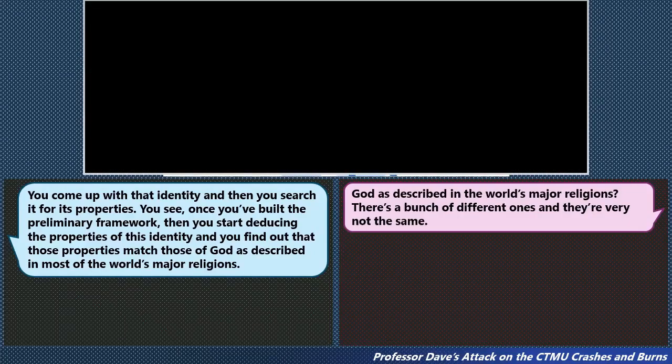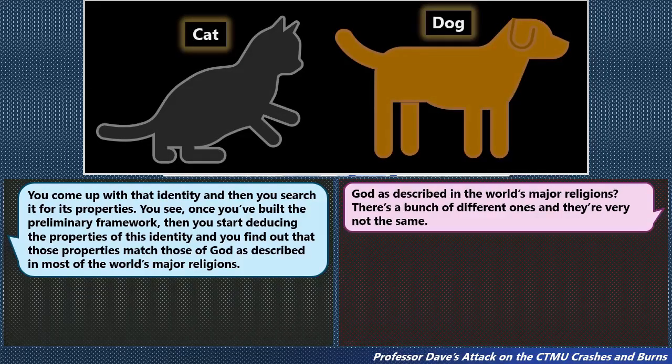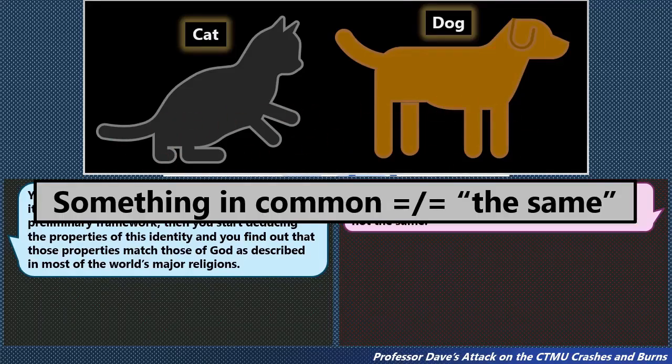To understand this, let's use a simpler example. This is a cat, and this is a dog. They are not the same animal. However, despite not being the same, they both have things in common. Both of them have 2 ears. Both have a tail. And both have 4 legs. Having these features in common doesn't mean they are the same, contrary to the inference Professor Dave presented.